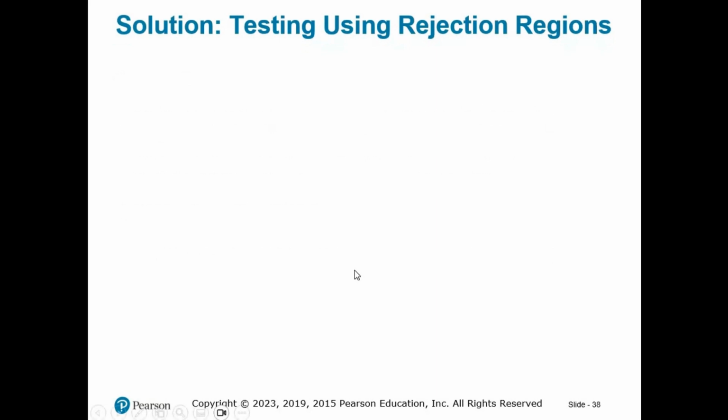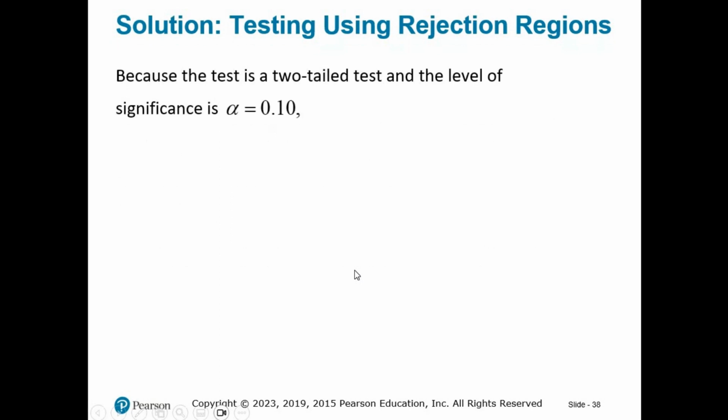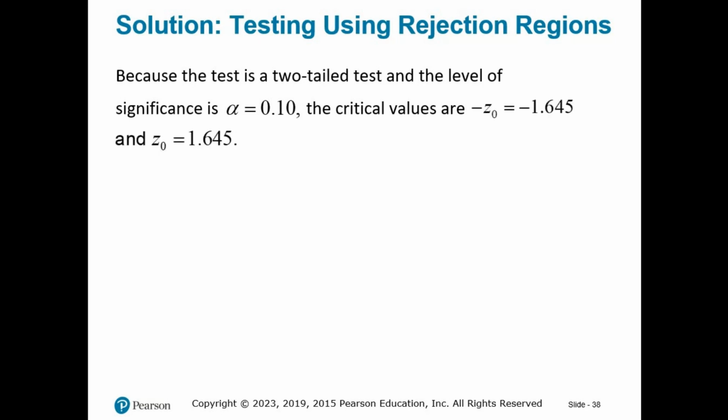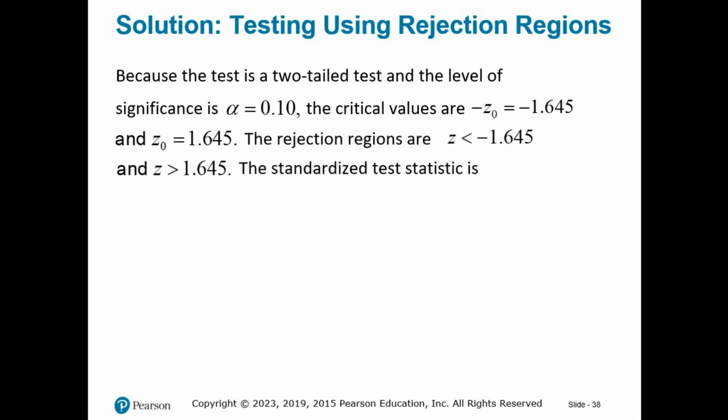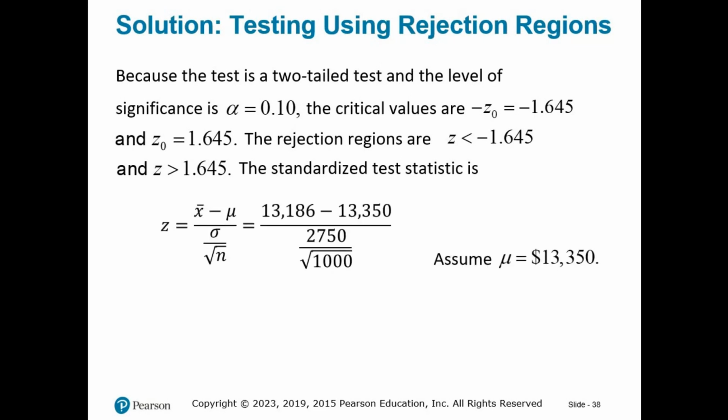After that, we identify our significance level of 0.10, and then we need to figure out our critical values of negative 1.645 and 1.645, and the rejection regions are less than negative 1.645 and greater than 1.645. Then we do the standardized test statistic with the formula, again assuming that mu is equal to 13,350, and we get about negative 1.89. All right, so let's look at the graph.